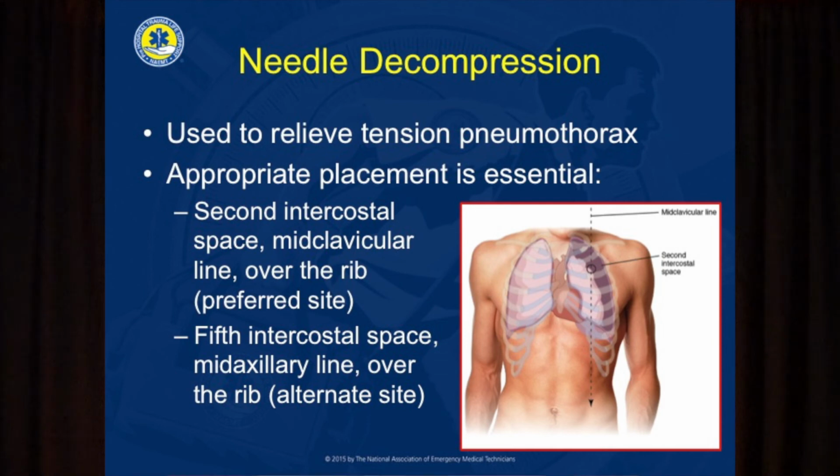If you cannot use those sites for whatever reason, the fifth intercostal space can be used as well, mid-axillary. Just be careful, find your landmark up top and find the fifth intercostal space and move over. Do not start counting from here, fifth intercostal space. You can end up too low and end up in the liver or the spleen.